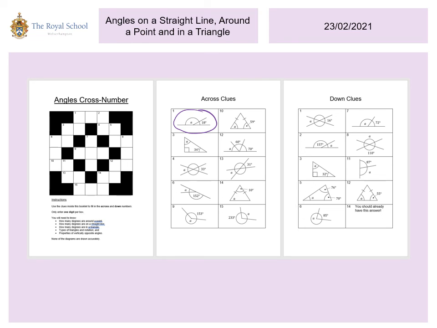So here, across 1, we've got a missing angle problem. Where we've got A and 18. We know that on a straight line they should add up to 180. So 180 take 18 is 162. So when we get to angle A, this was an across clue, so 1 across is 162. I'll actually get you started with the cross number.